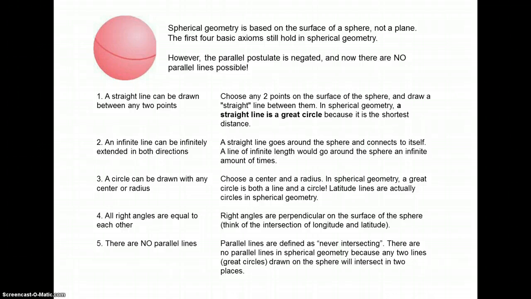But there are no parallel lines in spherical geometry. You might say, well, I can draw two parallel lines, but remember, parallel lines are defined as never intersecting. And a line in spherical geometry is defined as a great circle, which can only be drawn around the fattest part of the sphere, always dividing the sphere into two equal parts. So we cannot find two parallel lines or two great circles that don't intersect each other. All great circles intersect in two places.